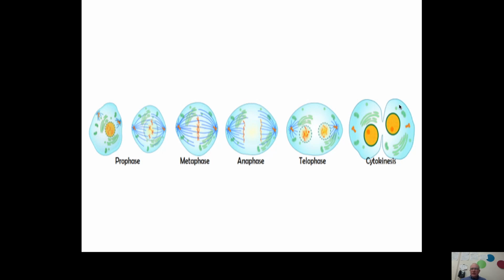Cytokinesis occurs, and the cells start into the G1 phase of interphase, and so the whole process starts over again. So these are different processes of mitosis and the cell cycle that you need to know.